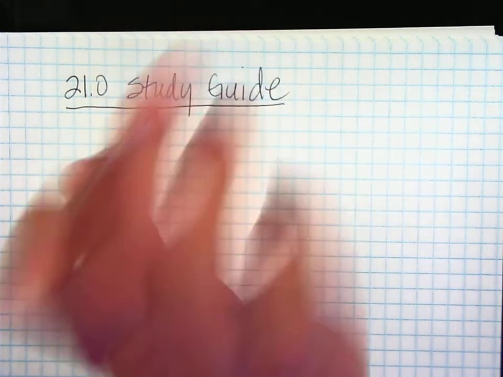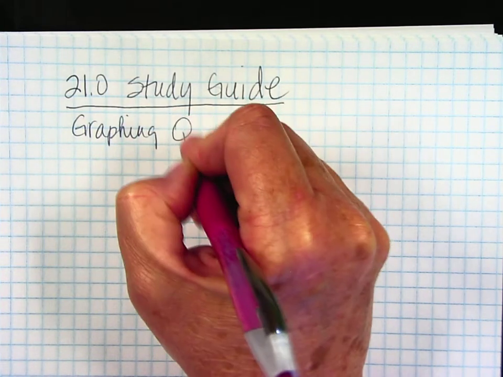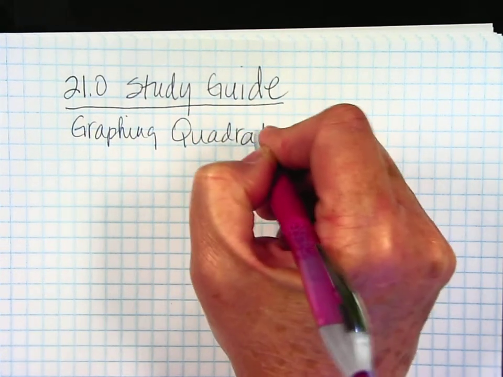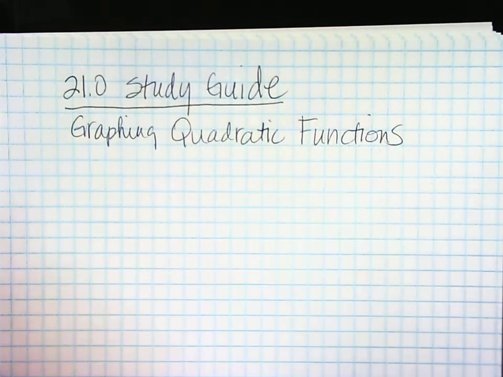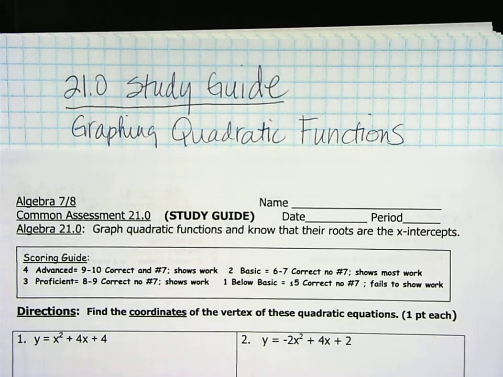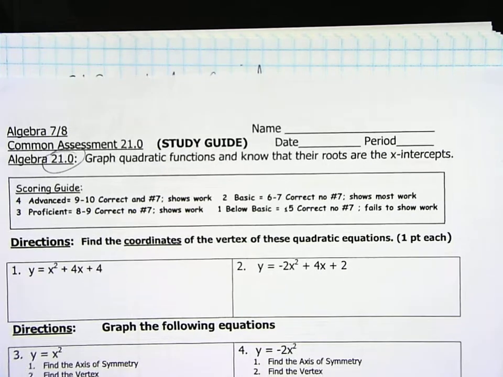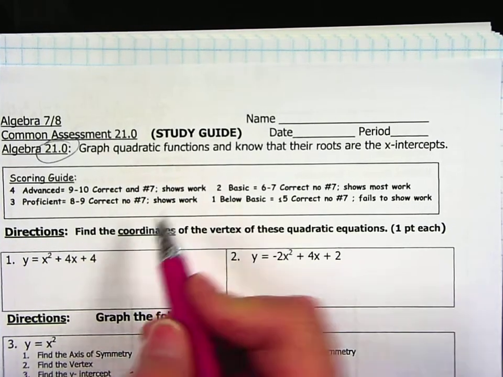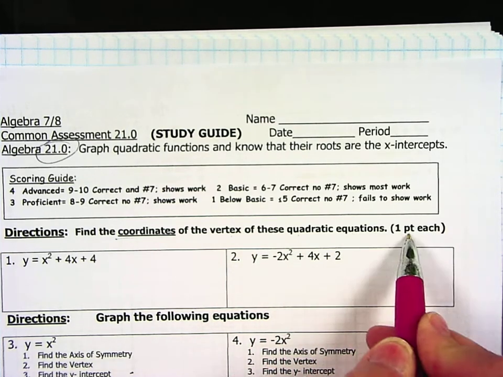Okay, we're working on the 21.0 study guide, and we are graphing quadratic functions. So the study guide looks like this, 21.0, and our first question says, find the coordinates of the vertex of these quadratic equations.